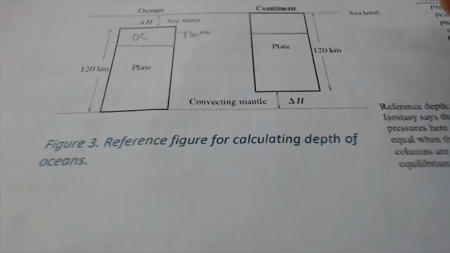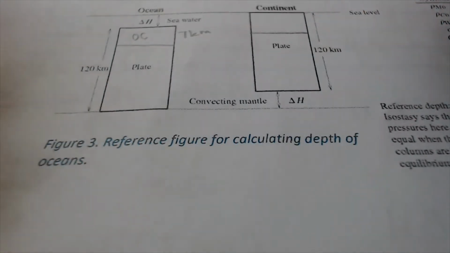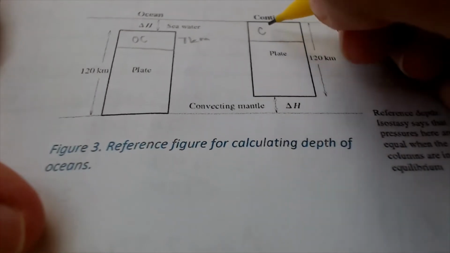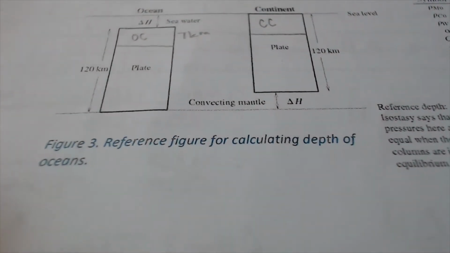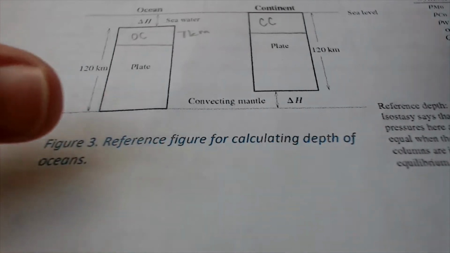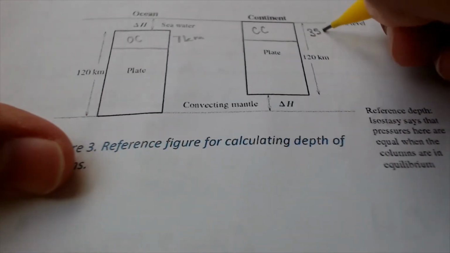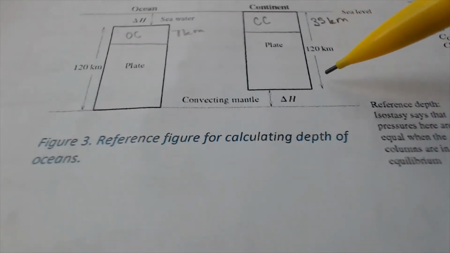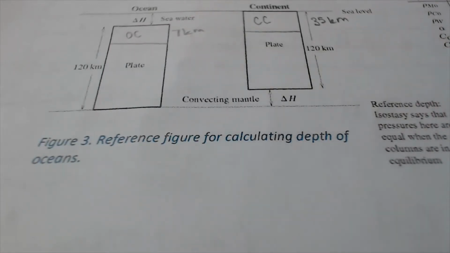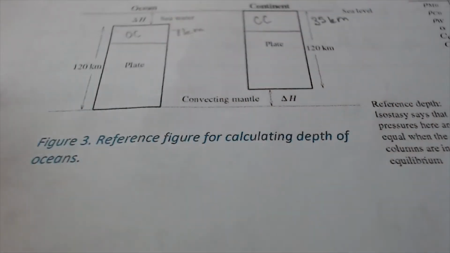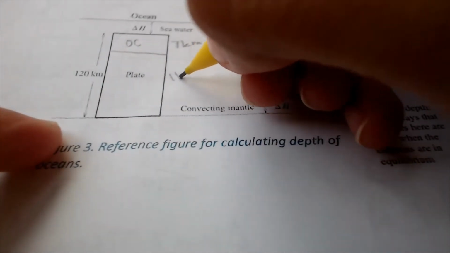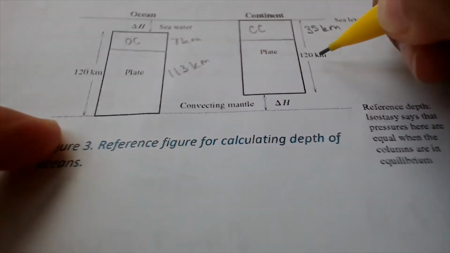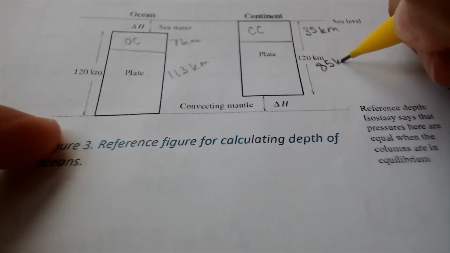And then to the right of it, I have continental crust up above on this plate. So put a CC. And according to our chart, the thickness of the continental crust is 35 kilometers. So using this total value over here and the value you have over here for both of these crust values, you can figure out how thick this part of the plate is. So I got 113 kilometers and 85 kilometers.